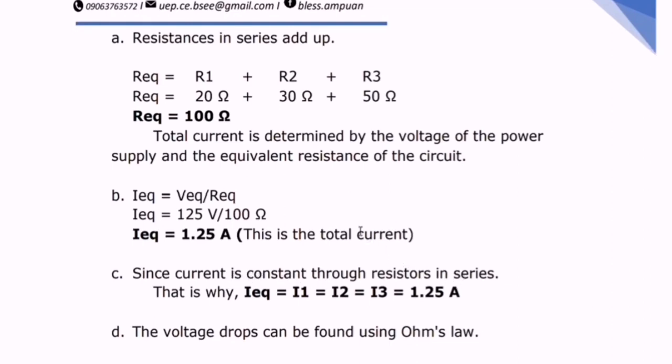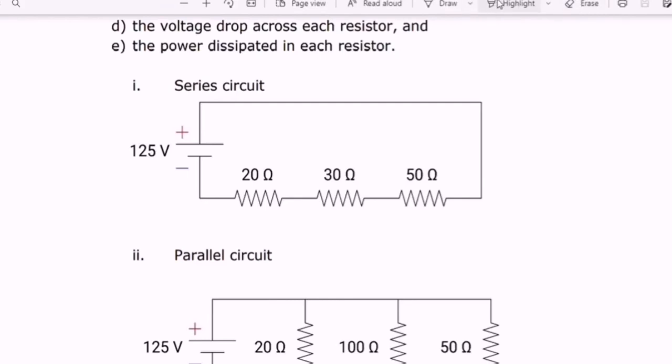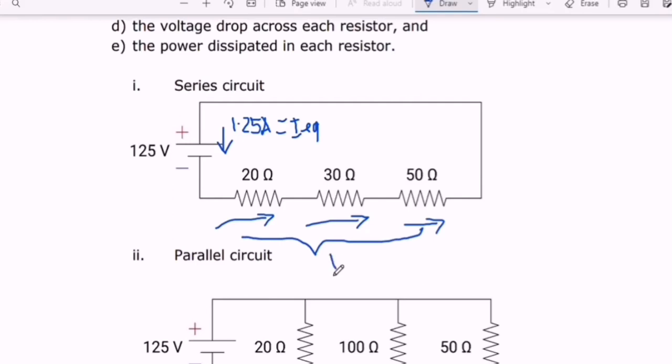We know that this is the total current, and since the current is constant through each resistor, since we are in series, if the current that flows here is 1.25 amperes, the same is also true for the current that flows here. This is also equal to our I equivalent. The same current flows here, and the same current will flow here. So they are just constant, equal to the I total, which is 1.25.